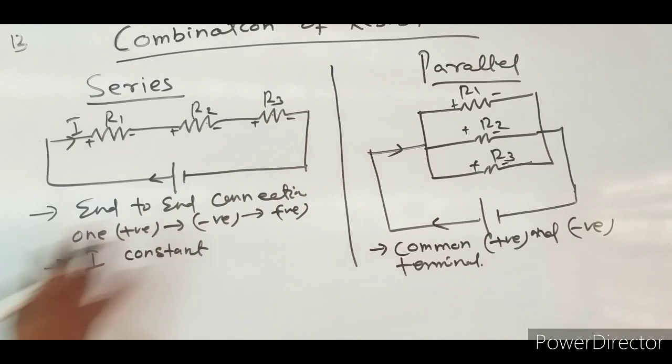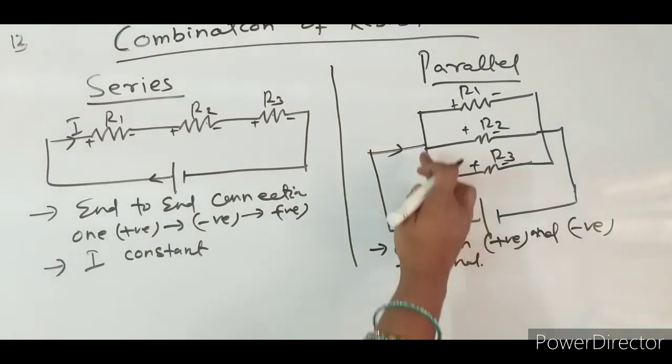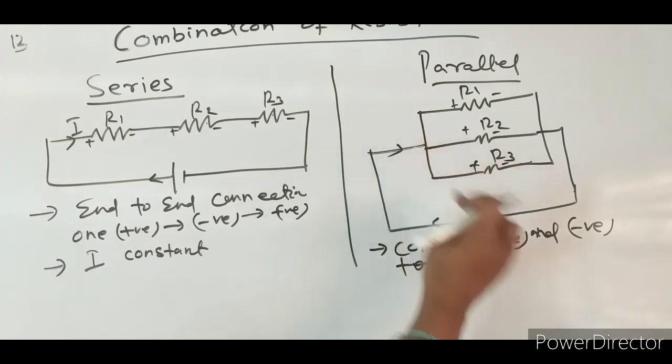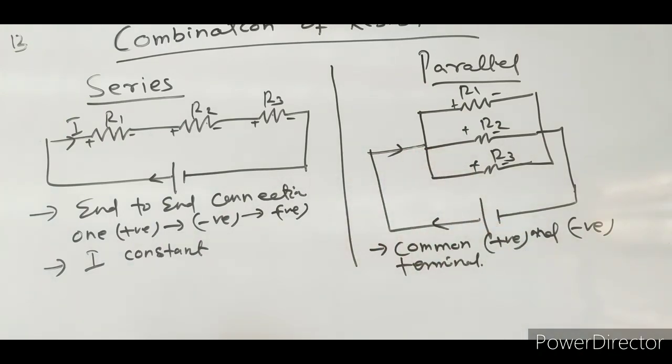Through the entire circuit, it will be constant. But in this case, as those are connected to the same cell, they have the V constant, the potential difference constant. Clear? Then what else will be?